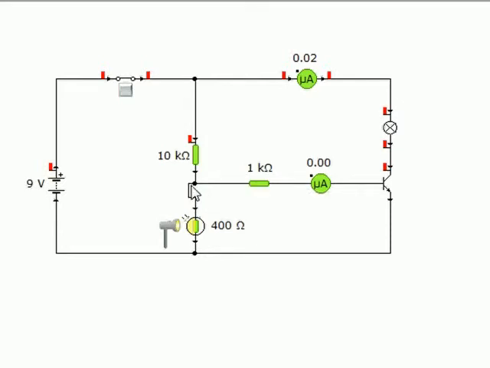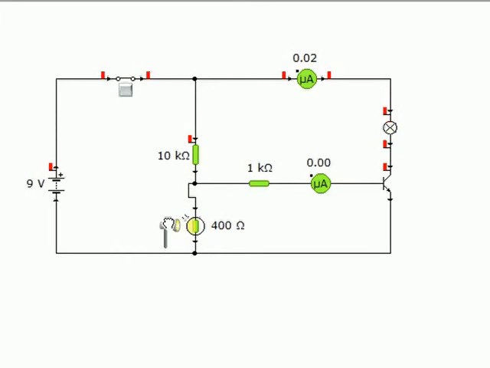Sorry, decreases, wrong way around, sorry about that. Because I'm making that a lower resistance, the voltage across there drops. As the voltage increases, the bulb switches on. So I've got a night light.